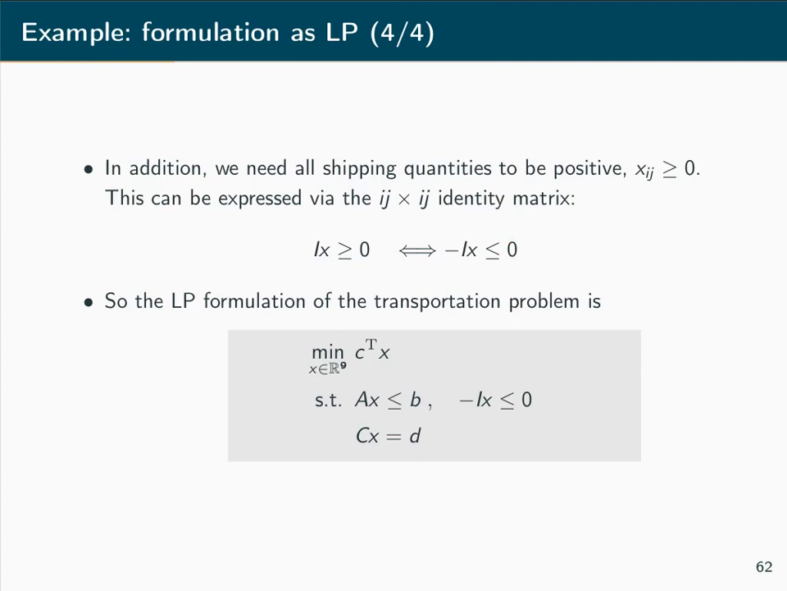So altogether, the LP formulation of the transportation problem reads as follows. We want to minimize the total transportation cost that we have modeled by c transpose x, subject to the supply constraints, which we have modeled as Ax less than or equal to b, and subject to the demand constraints, which we have modeled as Cx equal to d, and also subject to the shipment quantities being nonnegative, which has been modeled as minus Ix less than or equal to 0.